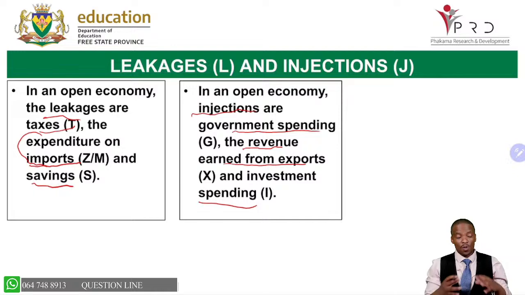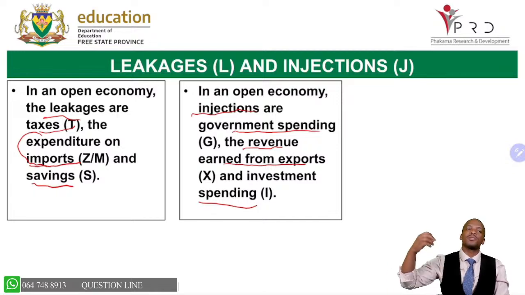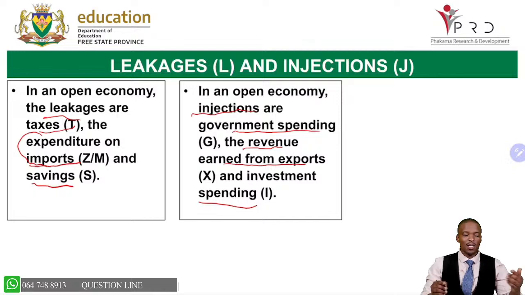Okay. So those are some of the terminology technicalities that make you lose marks. Exports themselves are not injections, but the revenue received from selling those exports is an injection. On the other side, imports are not leakages, but the payment for imports are the leakages. Okay.